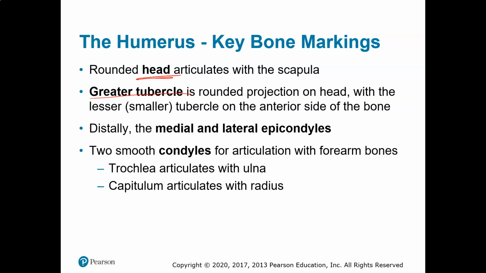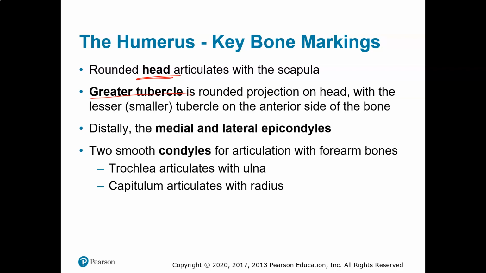Okay, I'm sorry, I got interrupted, so I'm going to start back. The humerus, just like all bones, has projections and different structures that muscles, tendons, and ligaments attach to, and different areas that articulate with other bones. So the greater tubercle and the lesser tubercle are little rounded projections on the head. The greater is on the head, and then the lesser tubercle is on the anterior side of the bone, in other words, the front side of the bone.